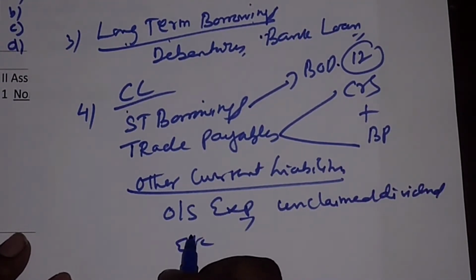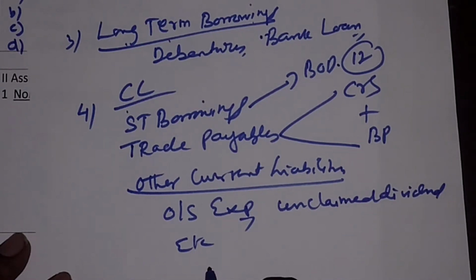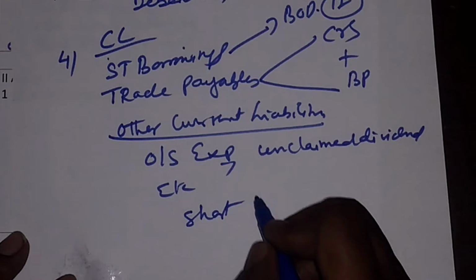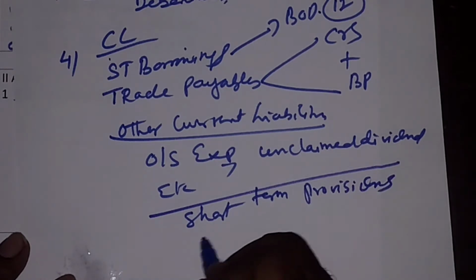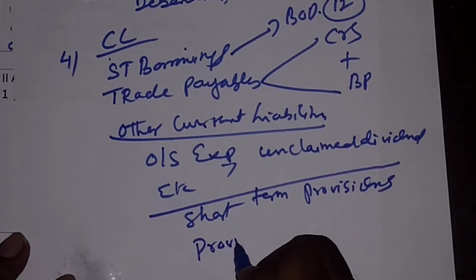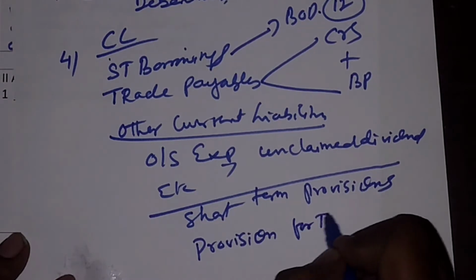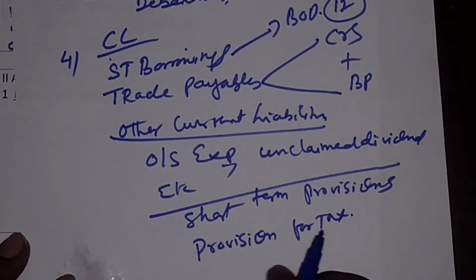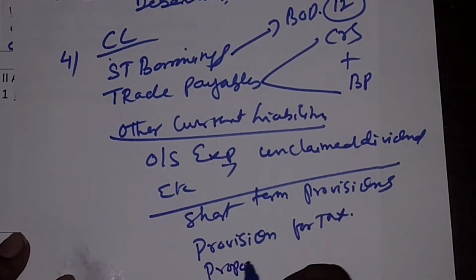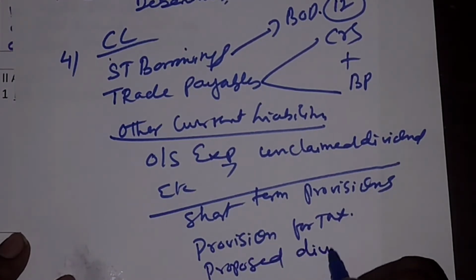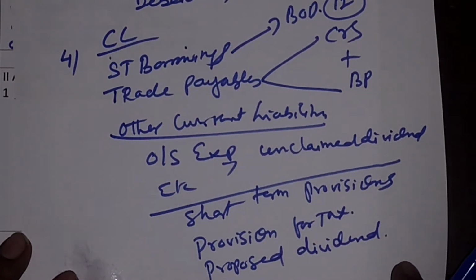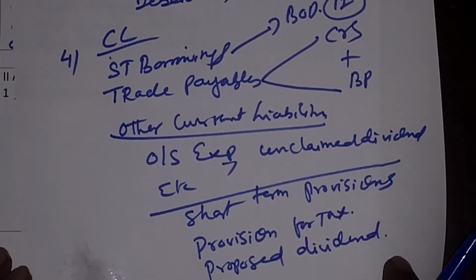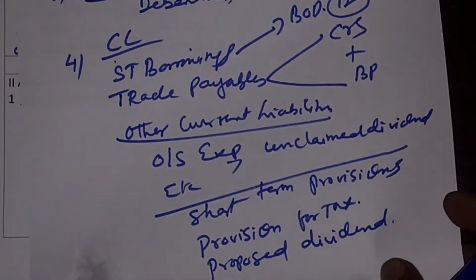And at last, the short-term provisions. What are the short-term provisions? That is provision for tax and proposed dividend. These are the common entries that appear on the liability side. Even plenty of other entries are there, but as per our syllabus, we are covering it with fewer items.